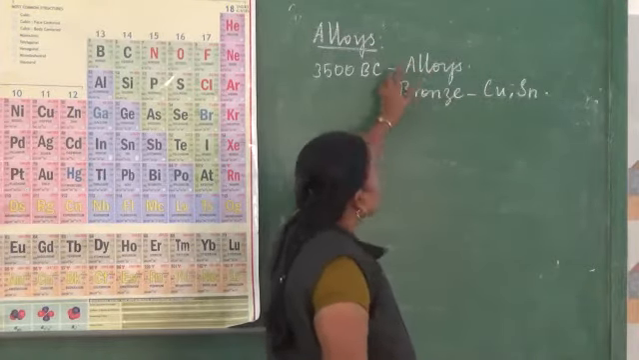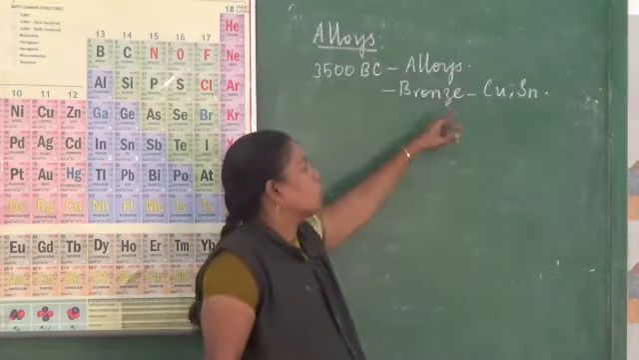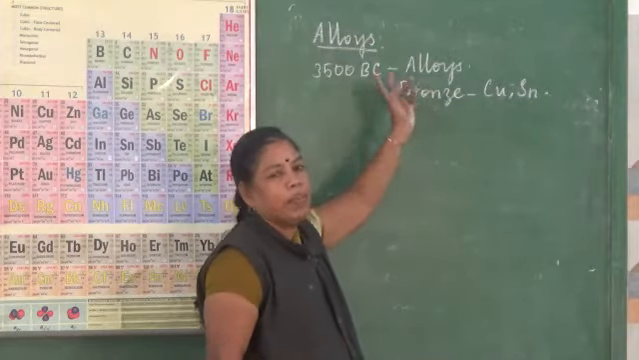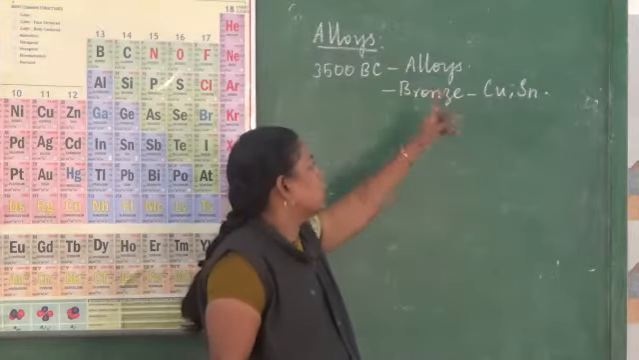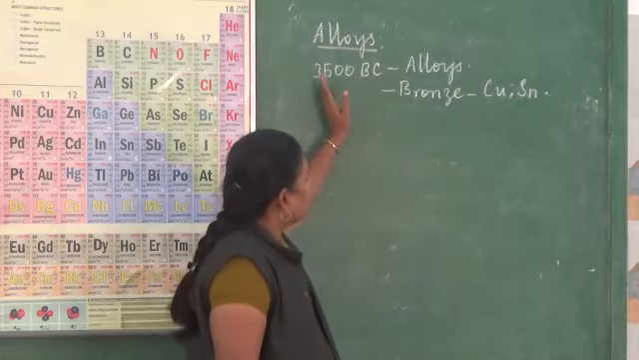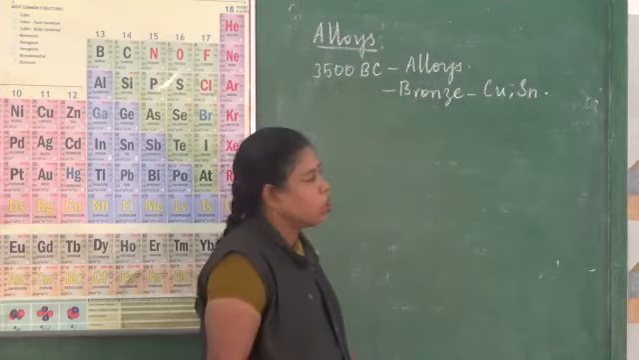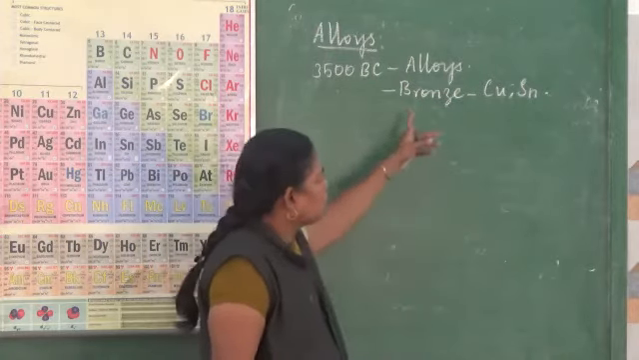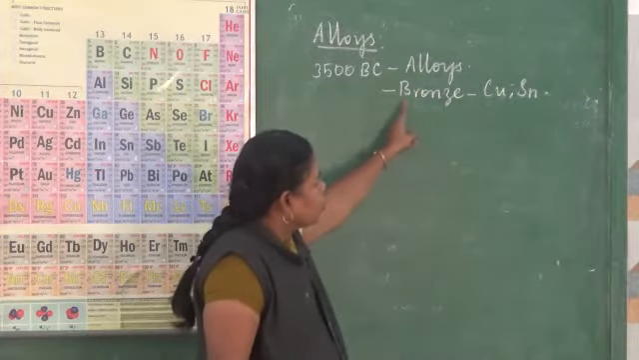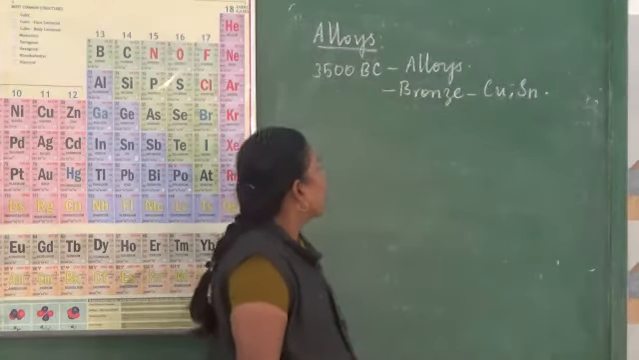So alloys are homogeneous mixtures of metals. A mixture of metals with non-metals we can also call an alloy. So an alloy is nothing but a homogeneous mixture of metal with metal or metals with non-metals. That is called alloys. So alloys were used before Christ. That means in 3500 BC itself alloys were used by the people. Bronze is the alloy used by the people. So in olden days people knew about making alloys.